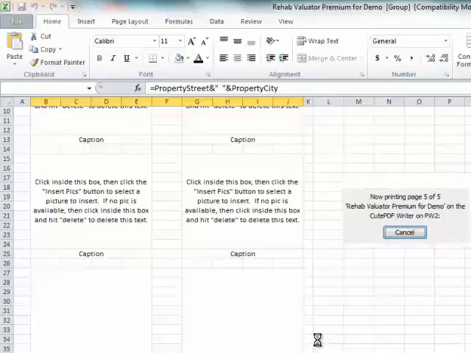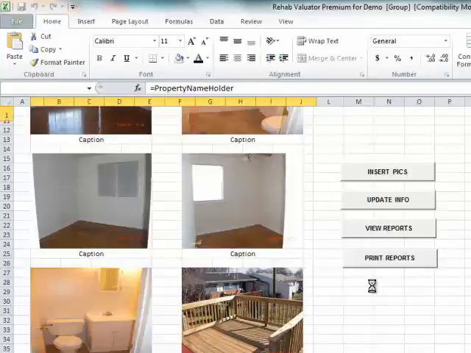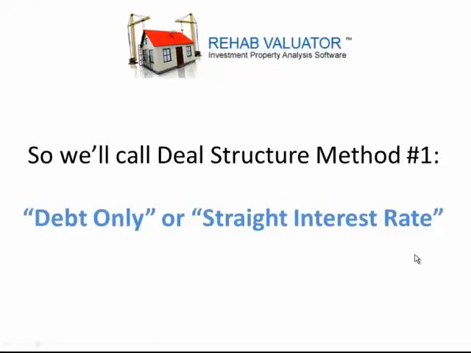So this is the very simplest way, the most common way to structure a private money deal, where you pay your private lender just a set interest rate on their money. So we'll call this deal structure method number 1 debt only, or I just like to call it straight interest rate. You're simply getting into a debt arrangement with your private lender. You're borrowing money from them, promising to repay it at a certain interest rate after a certain period of time.